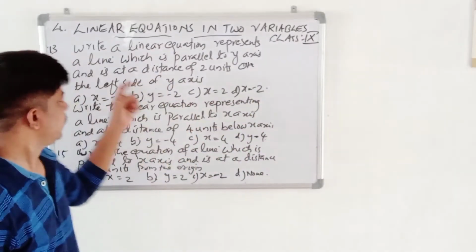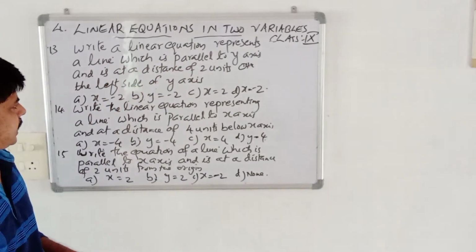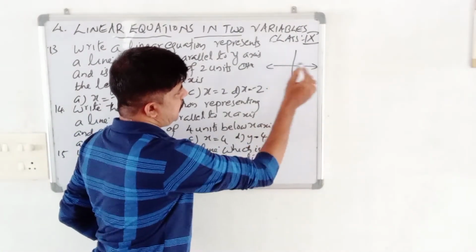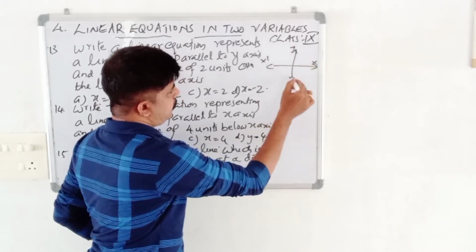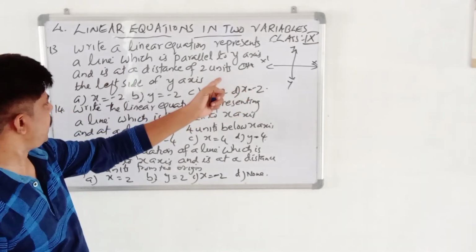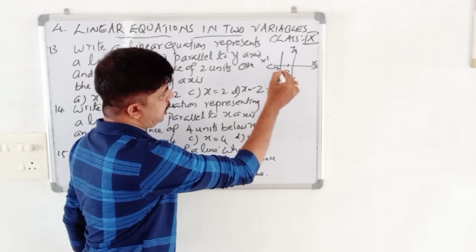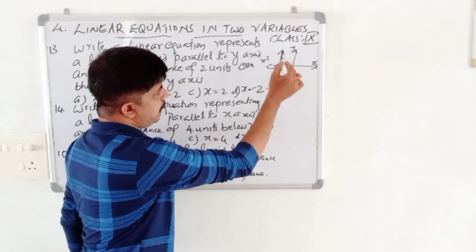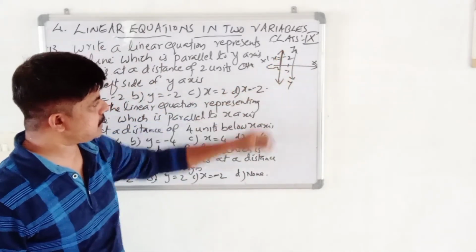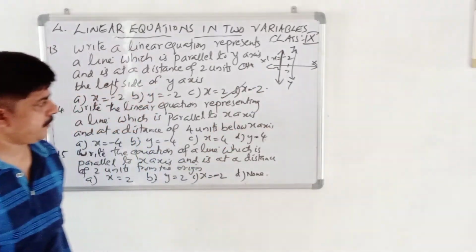Now, next question. Write a linear equation which represents a line which is parallel to y-axis and is at a distance of 2 units on the left side of the y-axis. Here the coordinate axes x, y. We have to draw a line parallel to the y-axis and it is 2 units left side of y-axis. 2 units left side of y-axis means what? This is the line now. Negative 1, negative 2. Then what is the equation of this line? This is parallel to the y-axis, so x is equal to negative 2. This graph is x is equal to negative 2. Therefore, the answer is option D. X equal to negative 2 is the right answer.